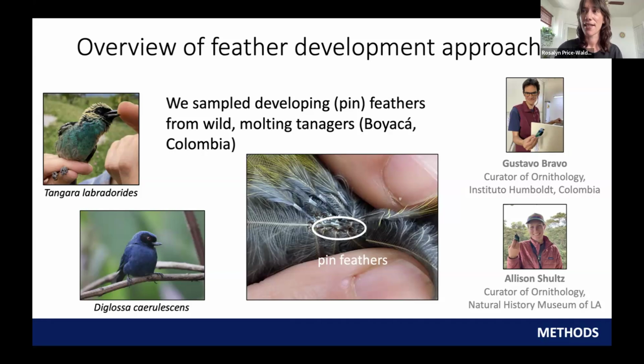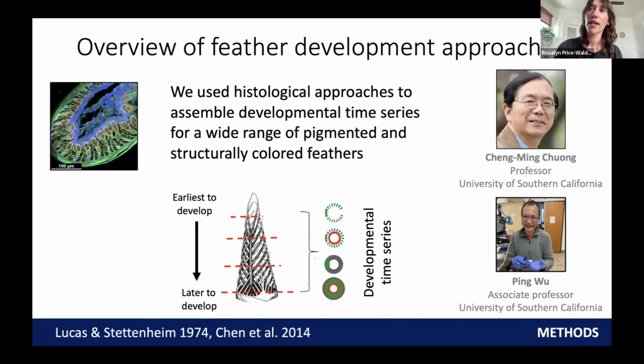So I want to emphasize that this was sort of uncharted. This kind of work hasn't actually been done with feathers from wild birds before, and we honestly didn't know if it would work. But we got really lucky and got a good diversity of pin feathers from Tangara and closely related tanagers. And then we collaborated with Chengming Chang and Ping Wu, who are amazing feather developmental biologists at USC.